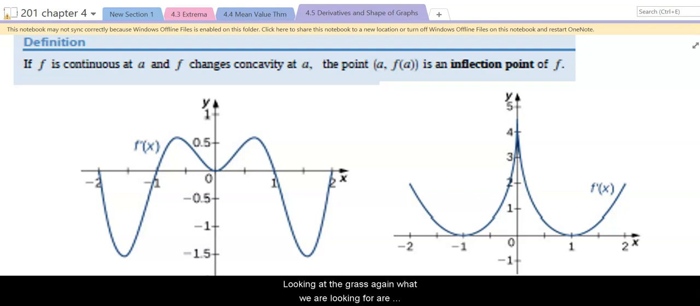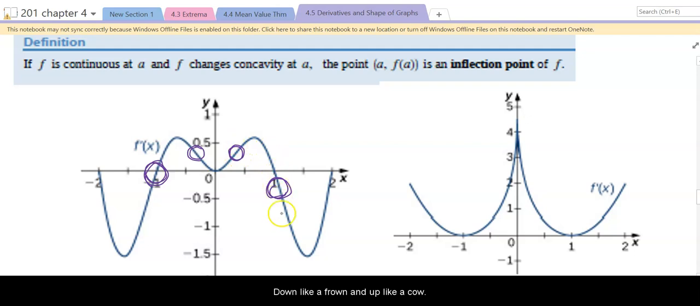Looking at the graphs, again, what we are looking for are those values where it appears that somewhere in the graph it changes from curved up to curved down, probably in here, somewhere around in here, and again, perhaps somewhere in here. In those regions, it changes from being curved up like a cup to down like a frown, up like a cup, down like a frown, and up like a cup.